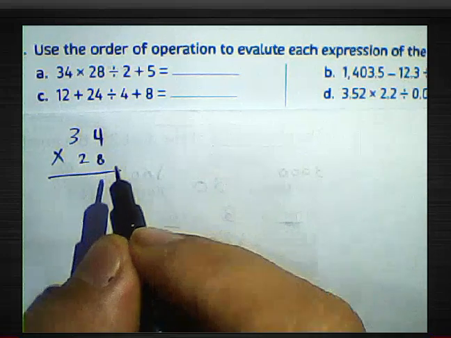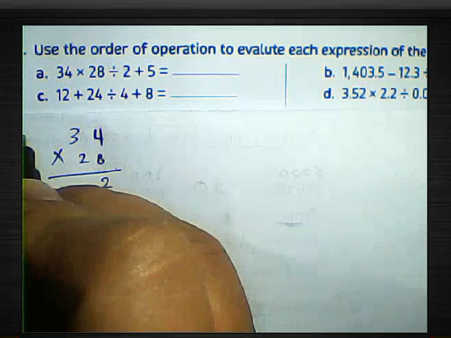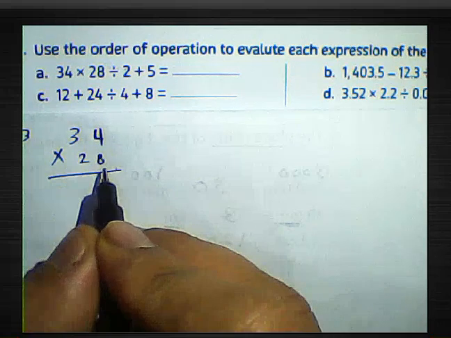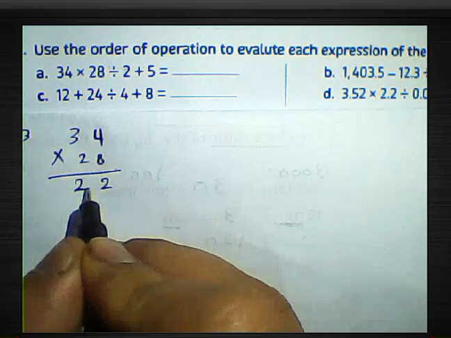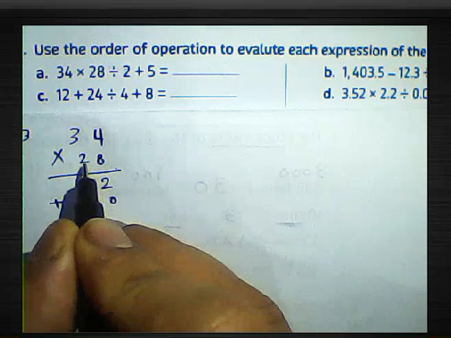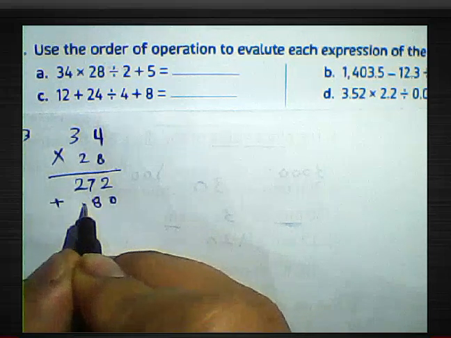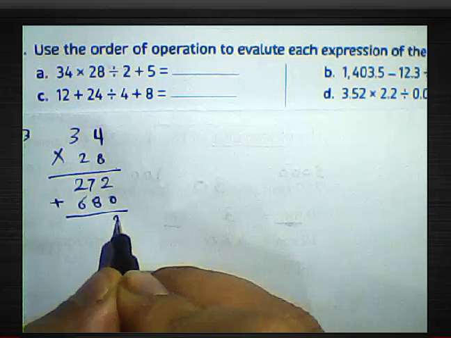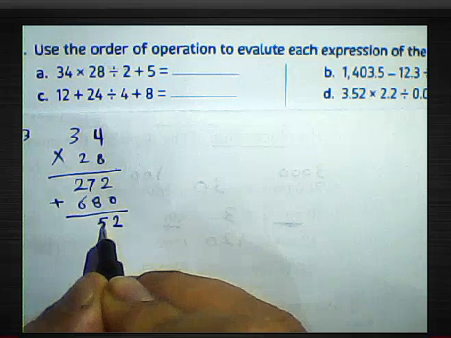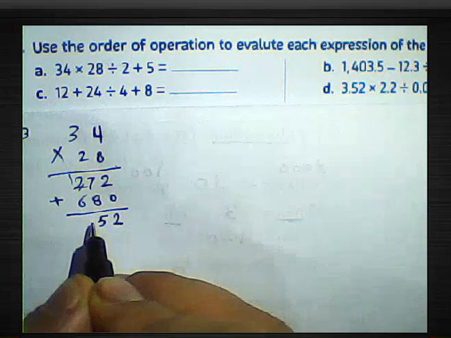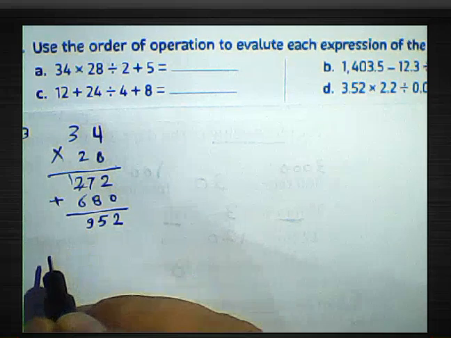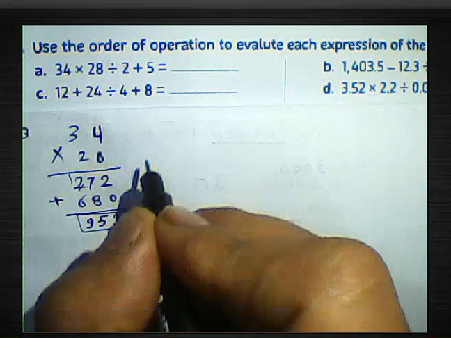4 times 8 equals 32. Write 2 and carry 3. 3 times 8 equals 24. 24 plus 3 equals 27. Plus 0. 2 times 4 equals 8. 2 times 3 equals 6. 2 plus 0 equals 2. 7 plus 8 equals 15. 5 and carry 1. 3 plus 6 equals 9. Okay, the result will be what?